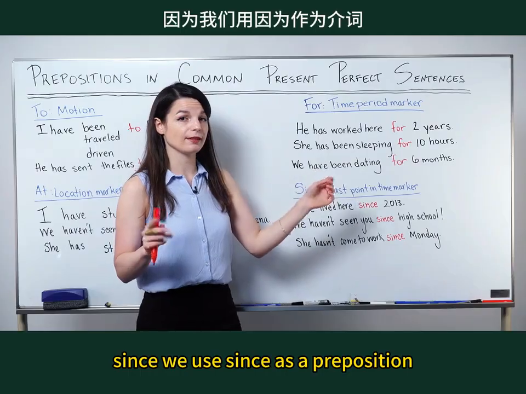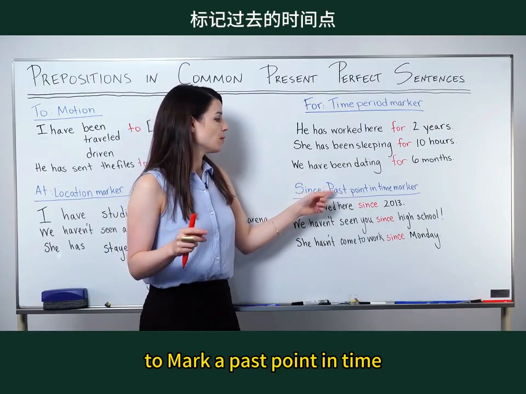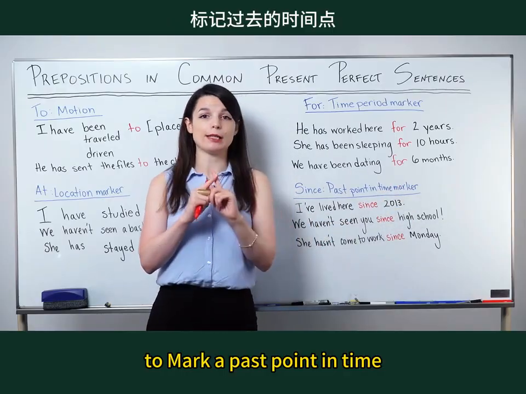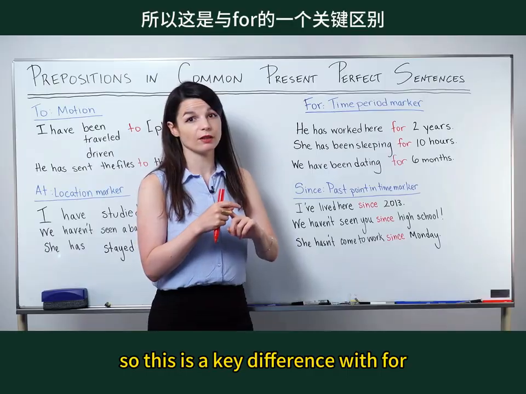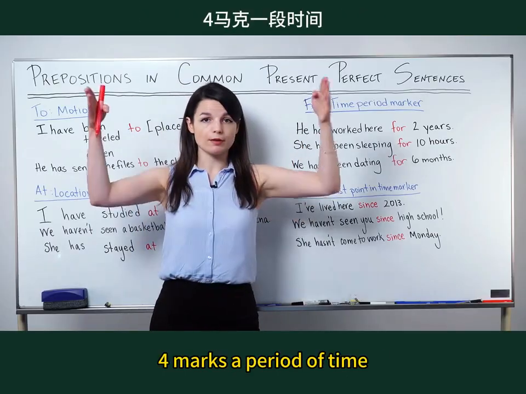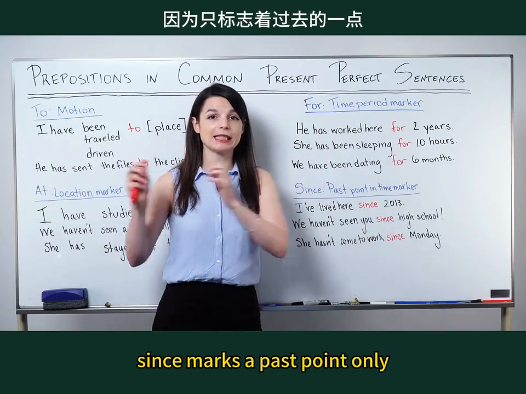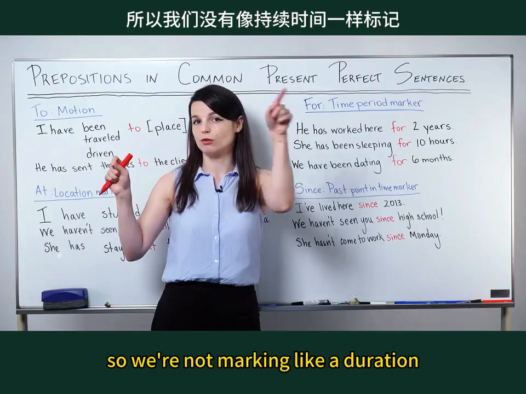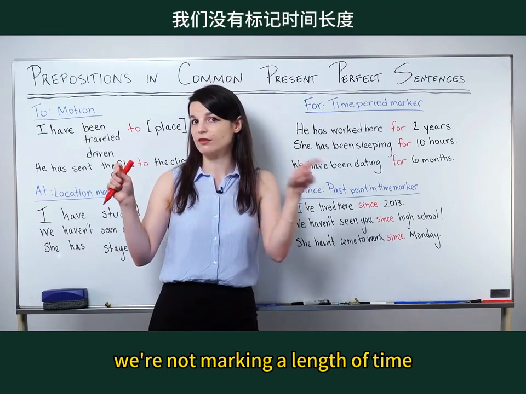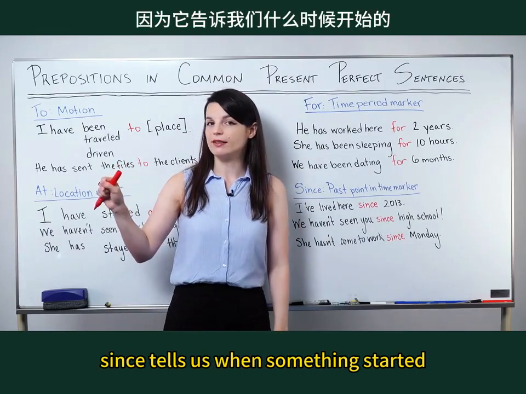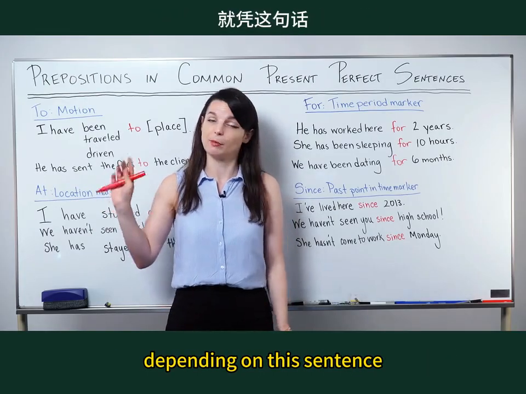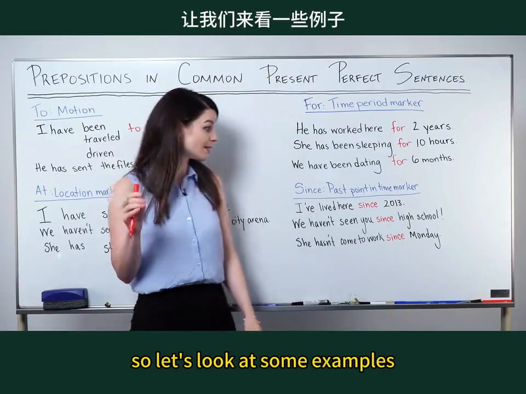We use since as a preposition to mark a past point in time. So this is a key difference with for. For marks a period of time. Since marks a past point only. So we're not marking like a duration, we're not marking a length of time. Since tells us when something started or maybe the last time something happened, depending on the sentence. So let's look at some examples.